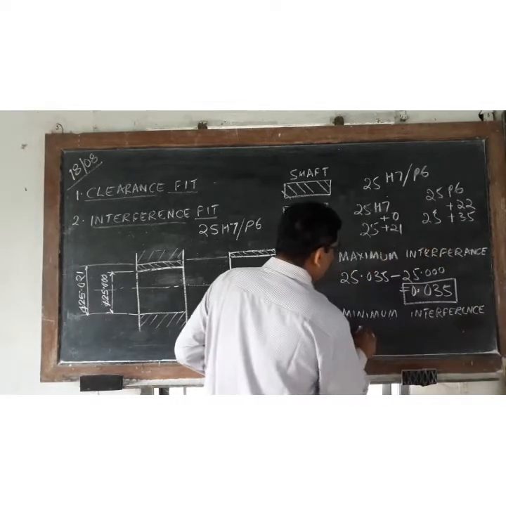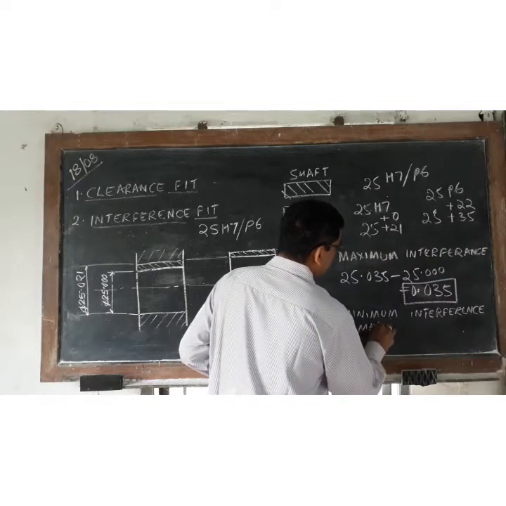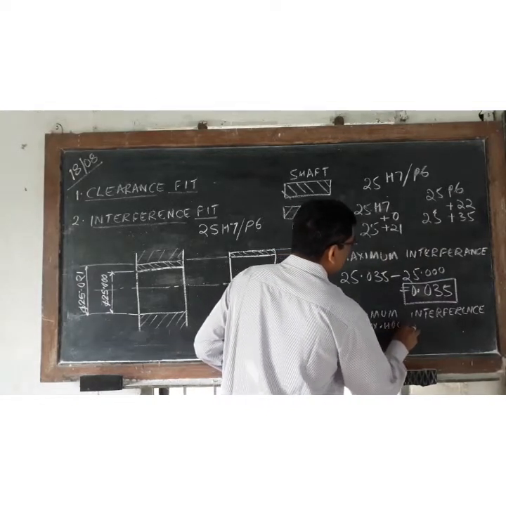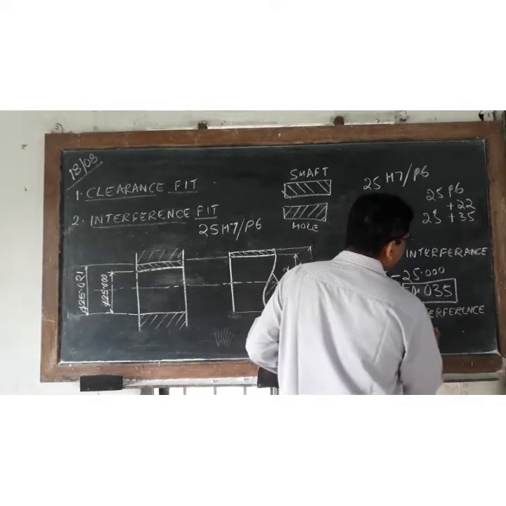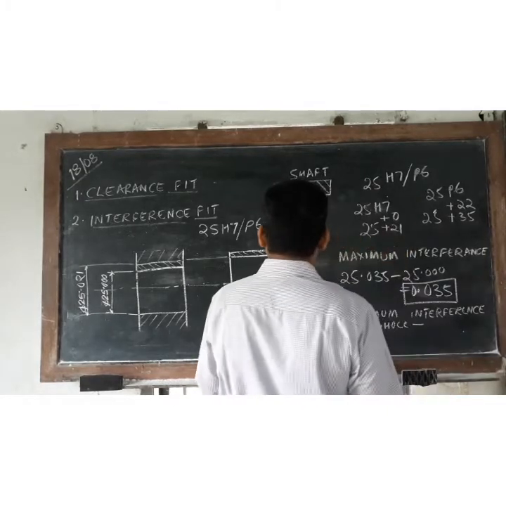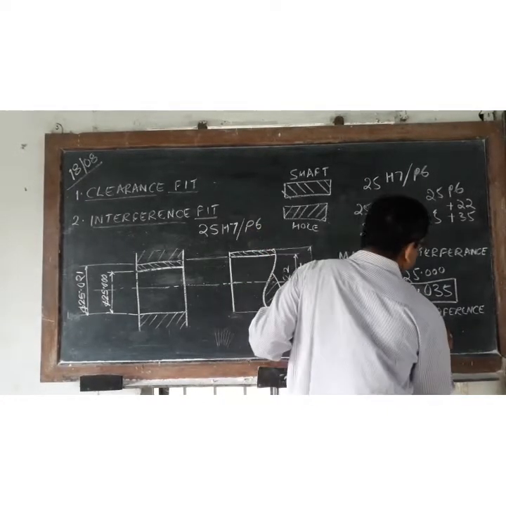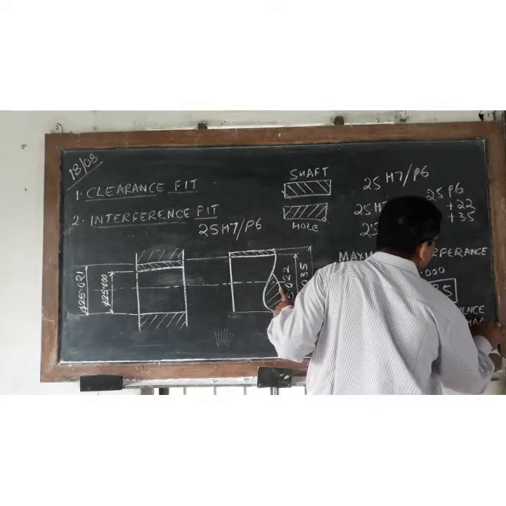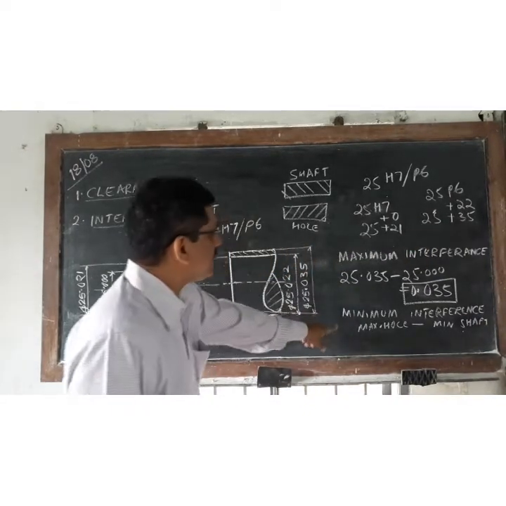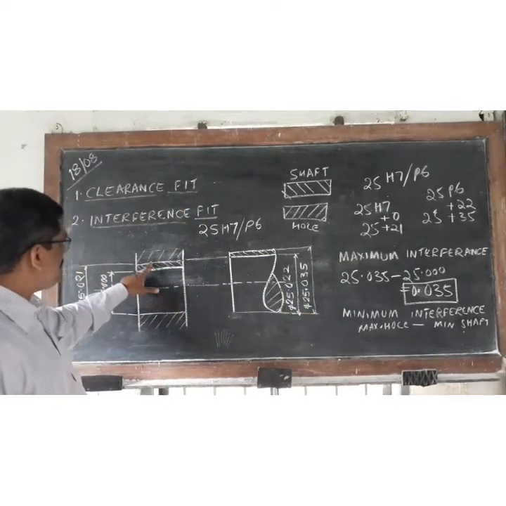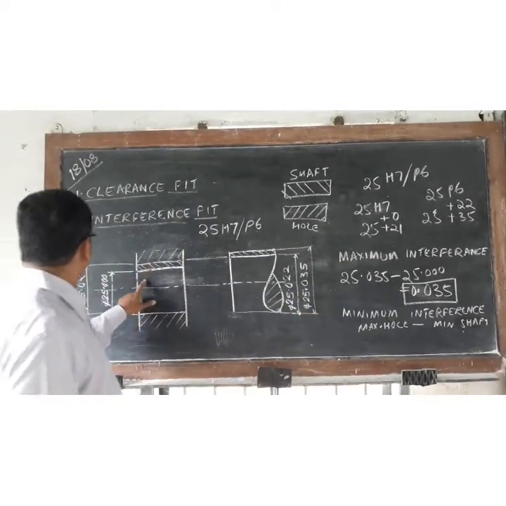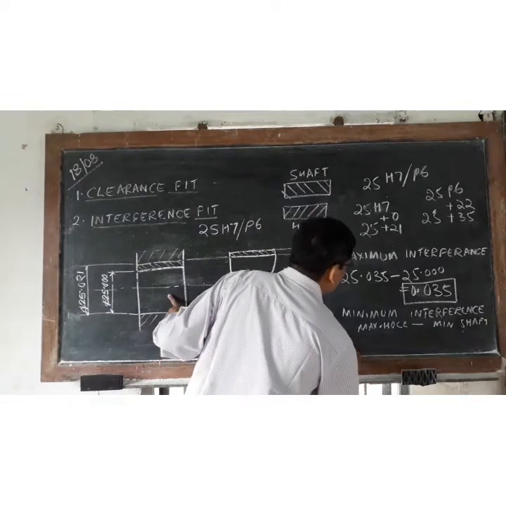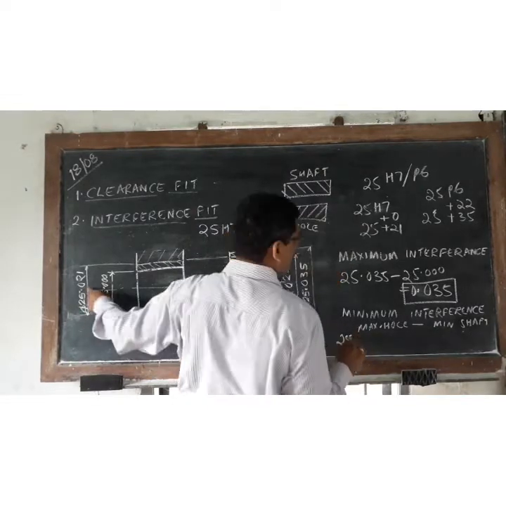It is a maximum of hole minus minimum shaft. Okay, minimum shaft. So minimum interference means maximum of hole. Okay, maximum of hole you can maintain 25.021.